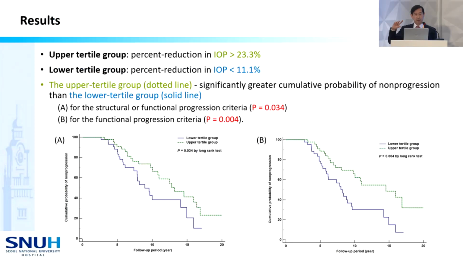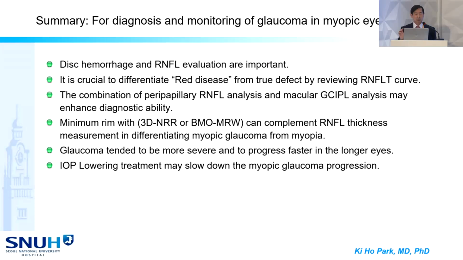So we divided the patients into an upper tertile group and a lower tertile group. Upper tertile is percent IOP reduction from baseline of more than 23.3%. Lower tertile was IOP reduction of less than 11.1%. The upper tertile, the large IOP reduction group, showed a significantly greater cumulative probability of non-progression compared to the lower tertile group.